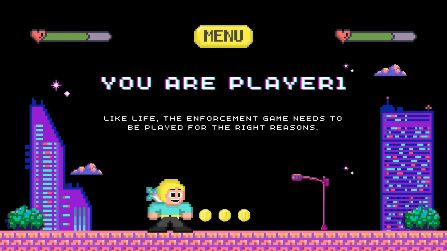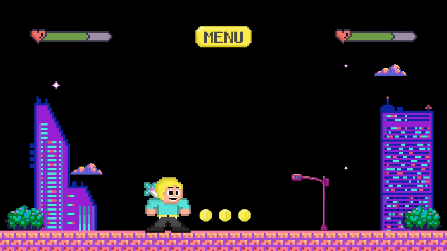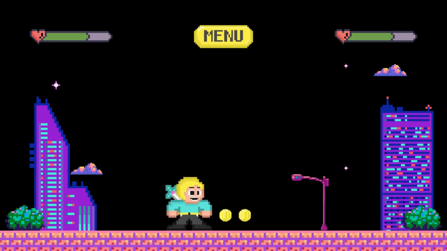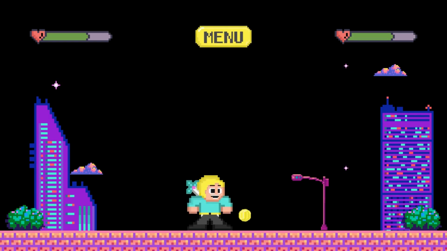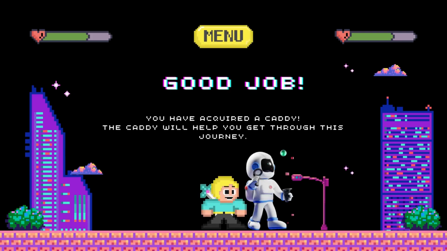Great! You have acquired an avatar. Remember, you are player 1, and like life, the enforcement game needs to be played for the right reasons. You have acquired a caddy. The caddy will help you get through this journey. They will assist you in learning what stage you're in, and also in getting the codal provisions necessary for you to progress to the next level.